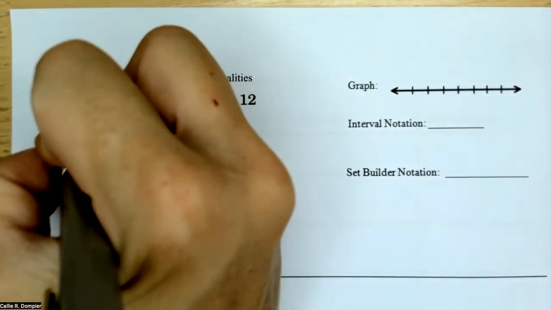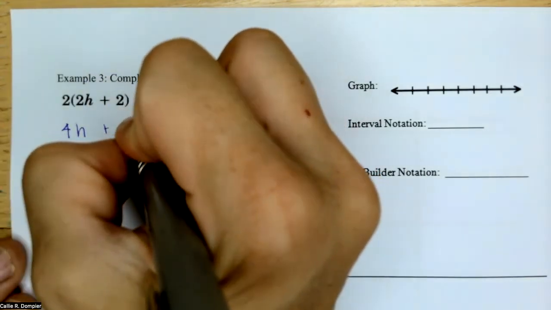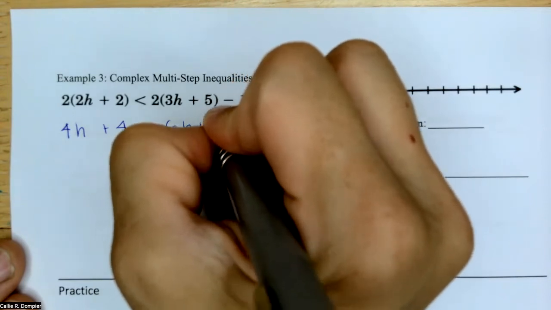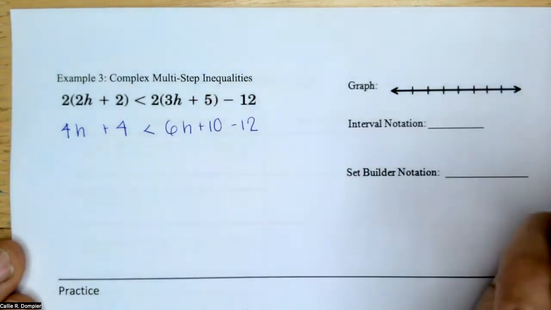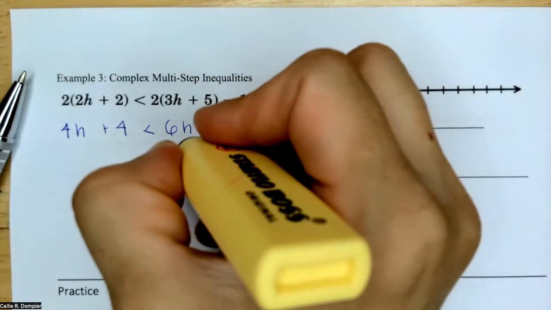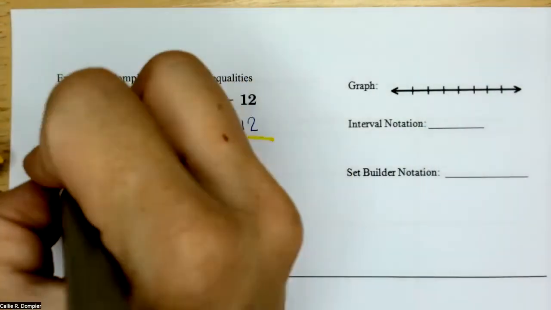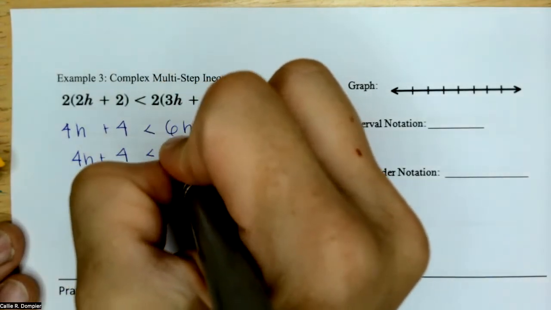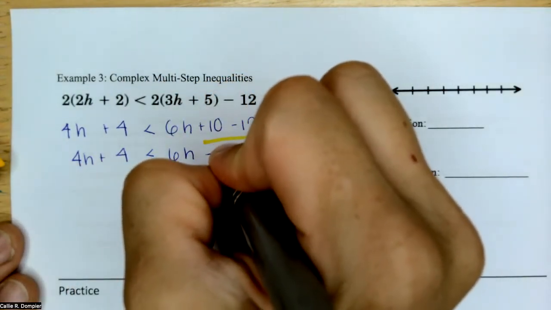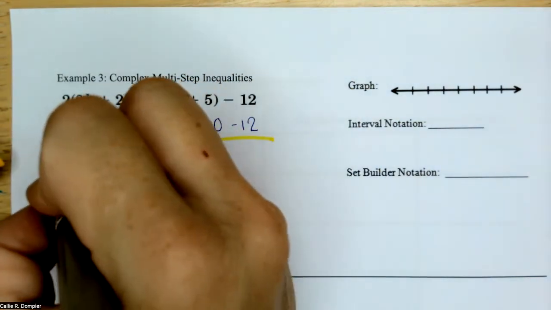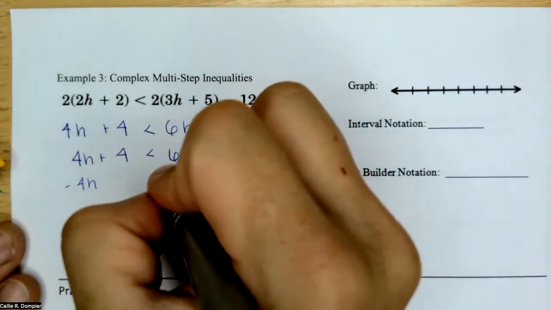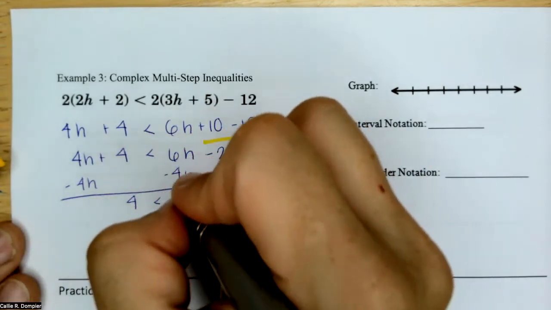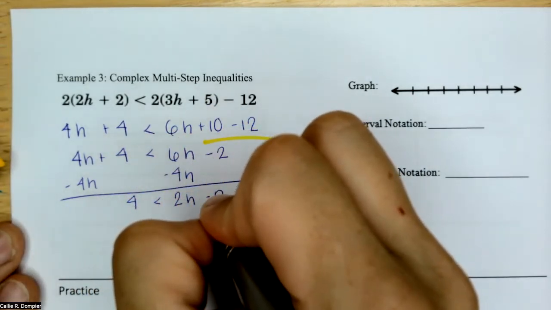This will be 4h plus 4 is less than 6h plus 10 minus 12, right? Now I can combine these. They are like terms. So I have 4h plus 4 is less than 6h minus 2. So I will subtract 4h, subtract 4h. I'll get 4 is less than 2h minus 2.